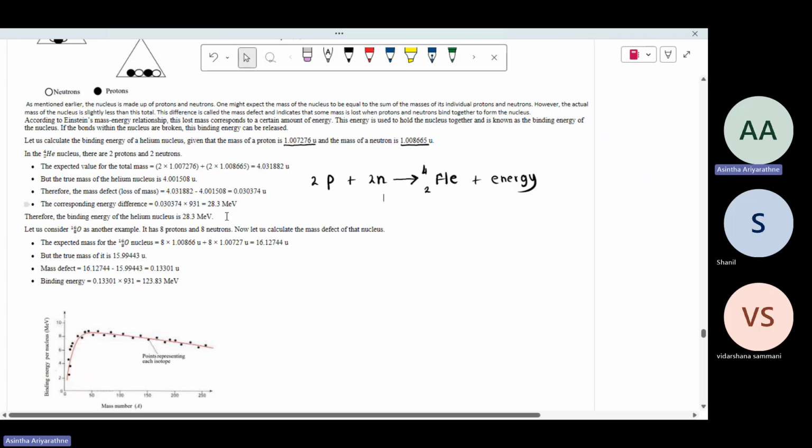Binding energy means the energy used to combine all these neutrons and protons together. That is called binding energy. The binding energy of this helium nucleus is 28.3 mega electron volts. So binding energy is the energy that keeps the neutrons and protons bound together.